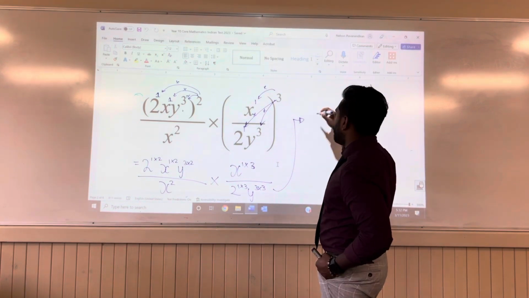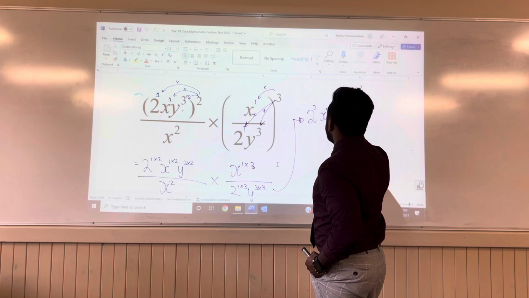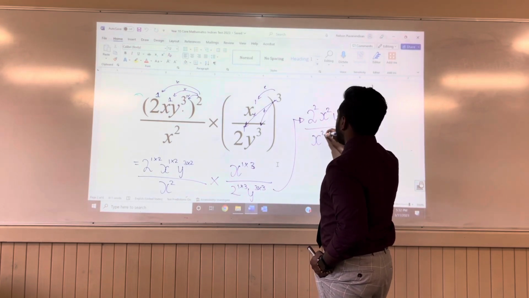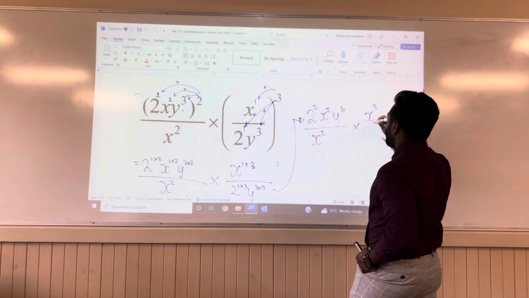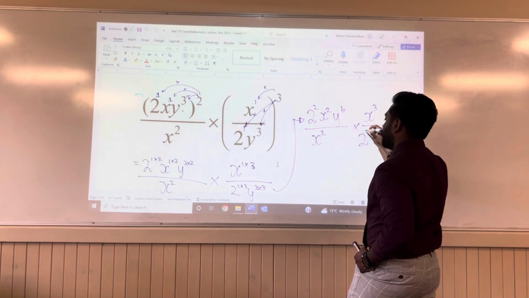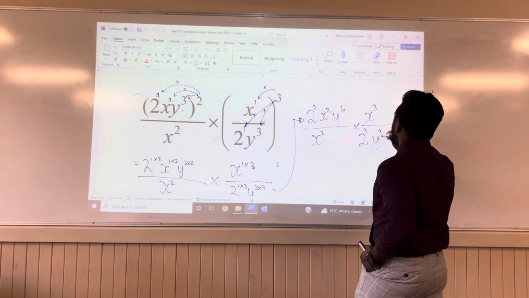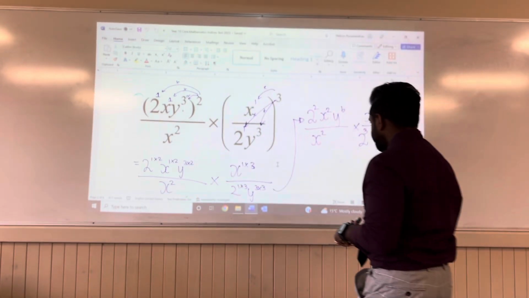So 2 to the power of 1 times 2 is 2 to the power of 2. x to the power of 1 times 2 is x to the power of 2. y to the power of 6, x to the power of 2. Now we're going to go on to the next one. x to the power of 1 times 3 is 3. 2 to the power of 1 times 3 is 3. y to the power of 3 times 3 is 9. Cool. Now I'm going to simplify this.